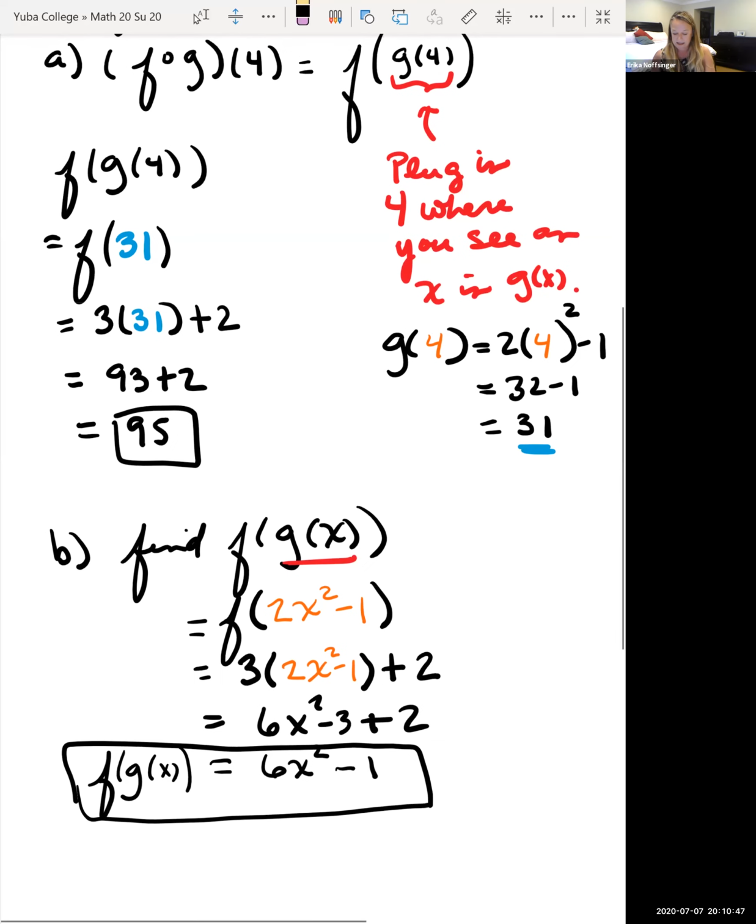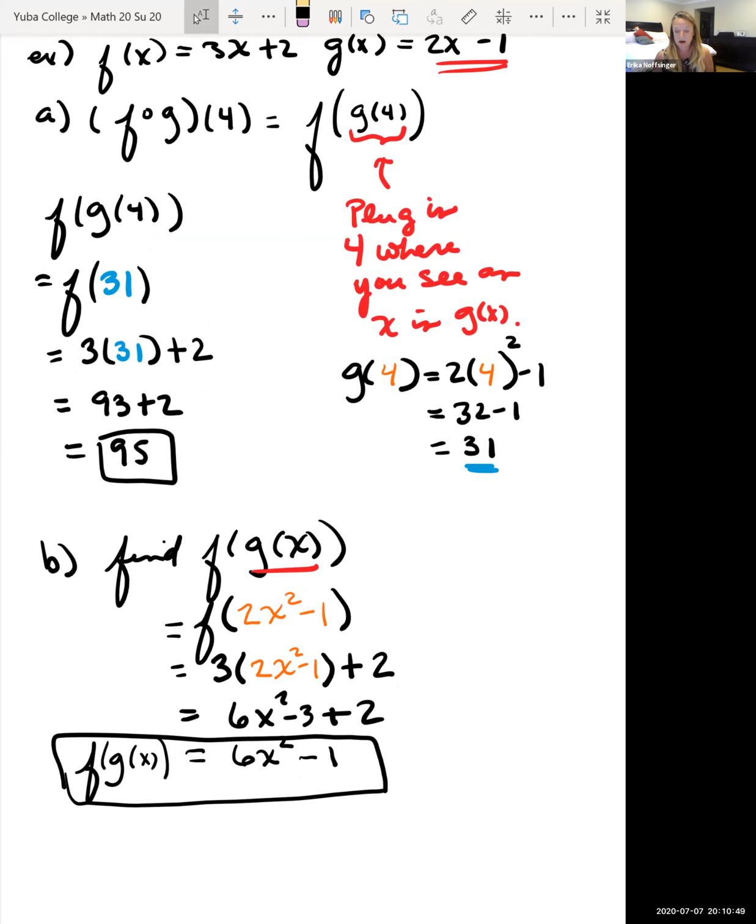So technically, from this point, we could do part A. If we plugged in 4 into this equation, wherever we saw an x, we better get back the same thing we got up here.